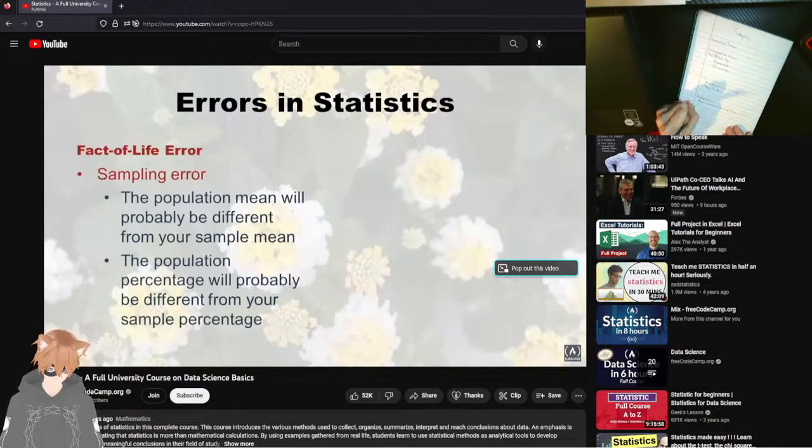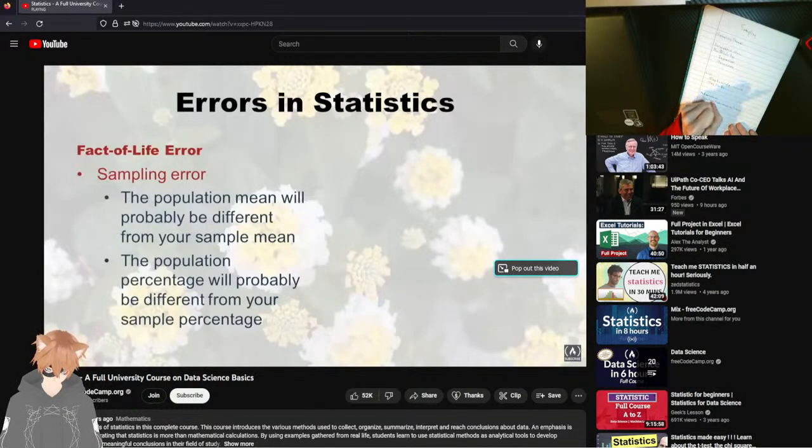So the sampling error just simply says the population mean will be different from your sample mean. And the population percentage will be different from your sample percentage. So what does that mean? That means that if I cut corners, like I said I could, and just take a sample to infer to the population, if I actually do a sample.